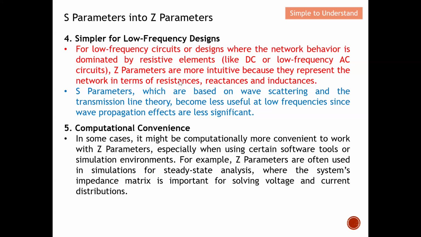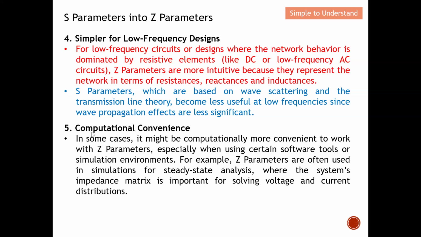So basically they are much easier to calculate as compared to the S parameters, which are based on wave scattering and transmission line theory. They become less useful at low frequency, since wave propagation effects are less significant. If you recall, for S parameters we have a lot of wave propagation. At low frequency, we assume that this wave propagation is minimal or doesn't even exist.